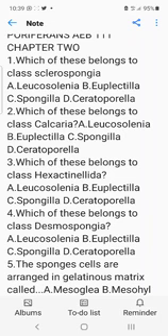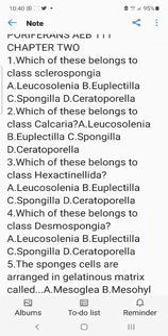Which of these belongs to class Sclerospongia? Could it be Leucoselenia? Could it be Euplectilla, Spongilla, or Ceratoporella? What is the answer? The answer is D. Ceratoporella belongs to class Sclerospongia.